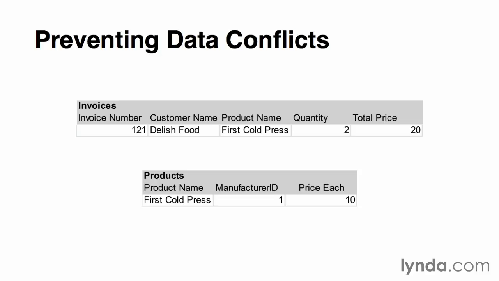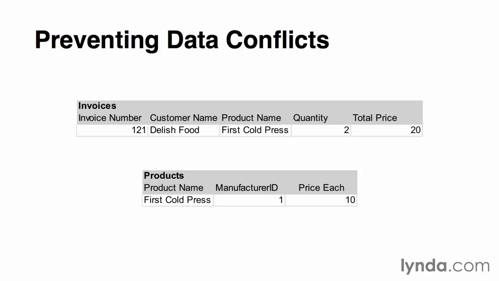If the order quantity gets changed, say from 2 to 4, then we will also need to have the database management system update the total price as well to reflect the new total due as $40. Or if the price per bottle changes in the products table to $15, then again, the total price in the invoice table would need to be updated again.